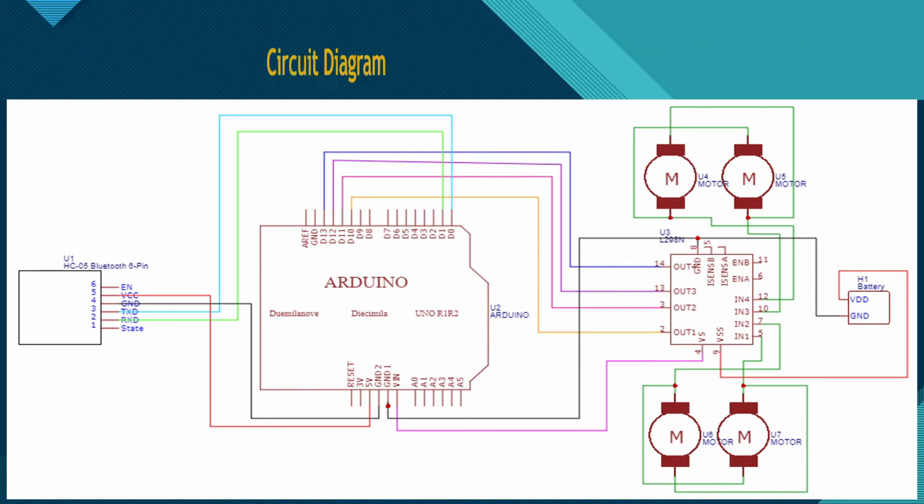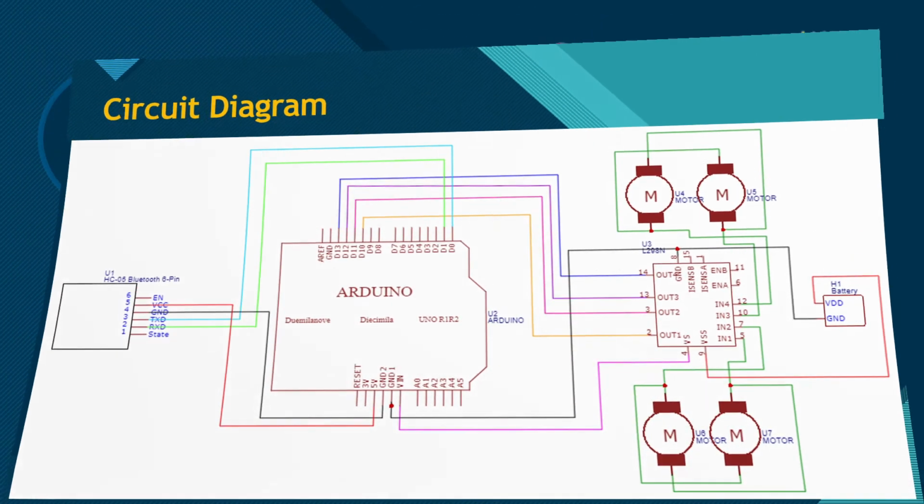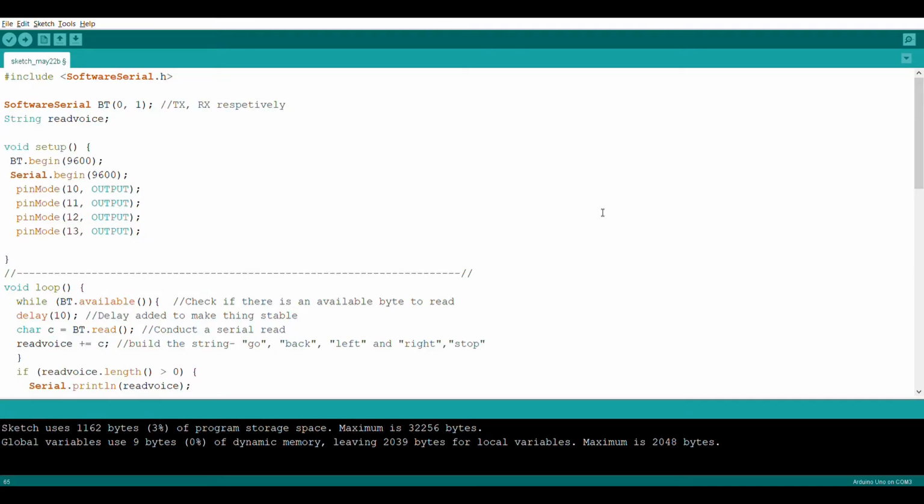Now let us look at the circuit diagram of this whole system. As previously mentioned in the block diagram, the Arduino is integrated with the motor driver, which has four outputs to each of the four motors, which are connected to the wheels. The lithium ion battery is connected to the motor driver, and the Bluetooth module is again integrated with the Arduino. As you can see, each specification of connection is mentioned in the circuit diagram, which will help you to perform the connections.